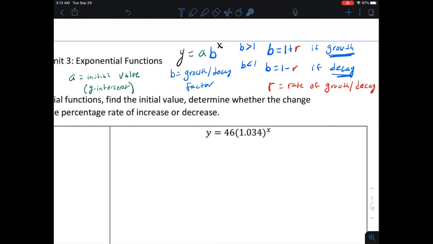Now, if they are growth or decay, we can determine the rate of growth or the rate of decay by looking at these following two equations. b is equal to 1 plus r if it's exponential growth, and b is equal to 1 minus r if it's exponential decay, where r is the rate of growth or decay.